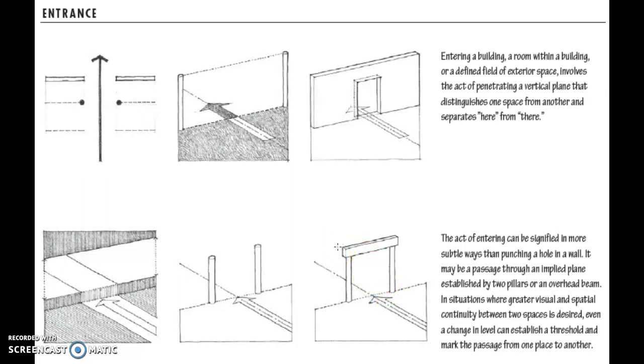So it may be a passage through an implied plane established by two pillars or an overhead beam. That means when you have only two pillars, it does not signify much. It does not give much importance to the entrance. But as soon as you add a horizontal beam to the two pillars, it defines it in a better manner.